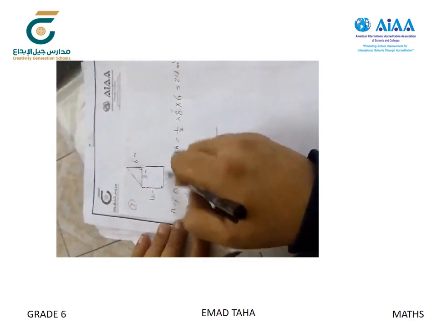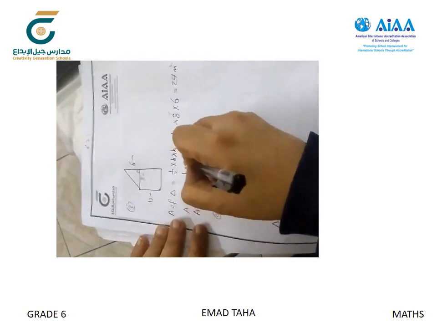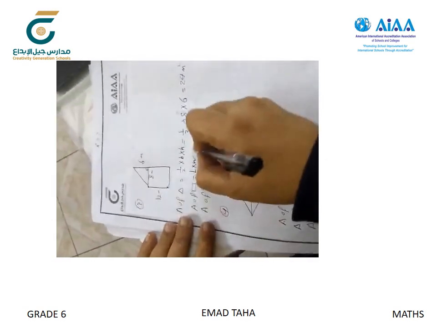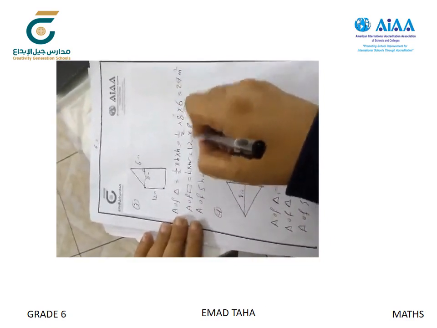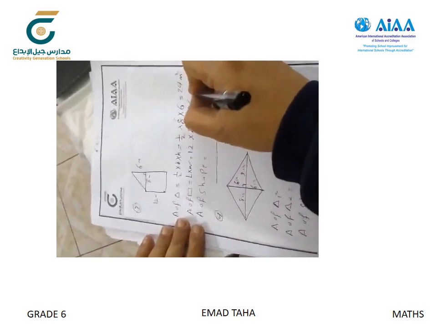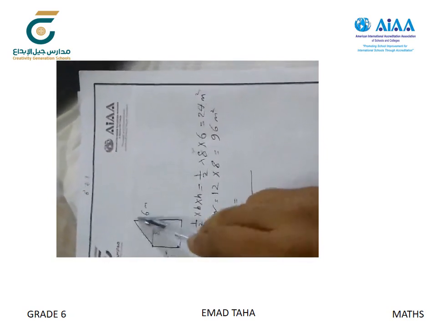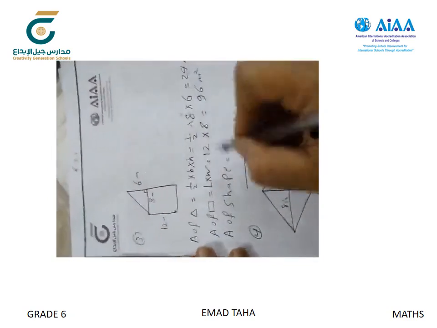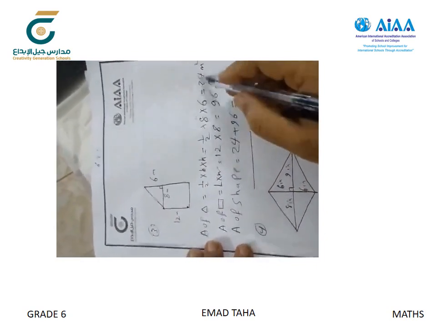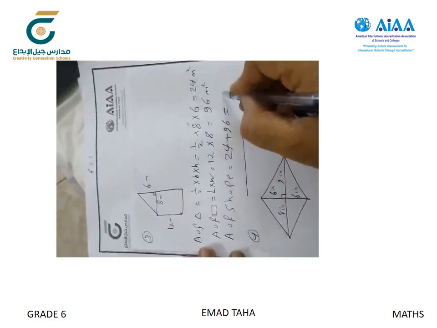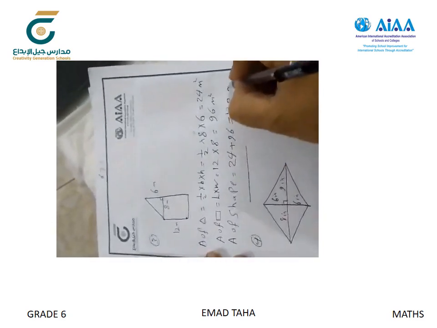Okay, the next shape is a rectangle. What's the area of a rectangle? Yes, length times width. The length equals 12 and the width equals 8. Now we multiply 12 times 8 equals 96 meters squared. Now the total shape equals the sum of the area of the triangle and the area of the rectangle. The area of the triangle equals 24 plus the area of the rectangle 96. We add 96 plus 24. 4 plus 6 equals 10, carry 1. 3 plus 9 equals 12. So we have 120 meters squared.